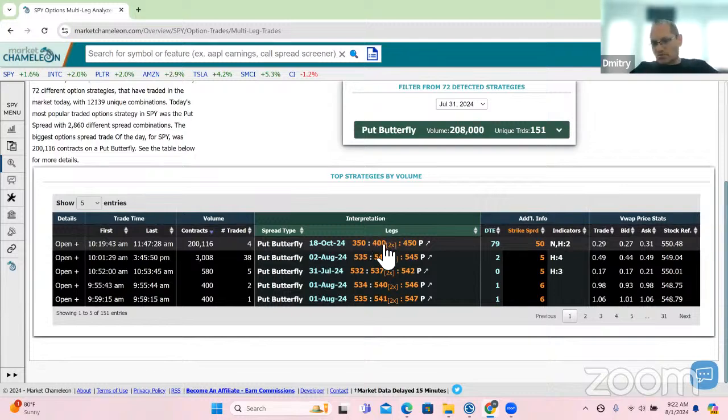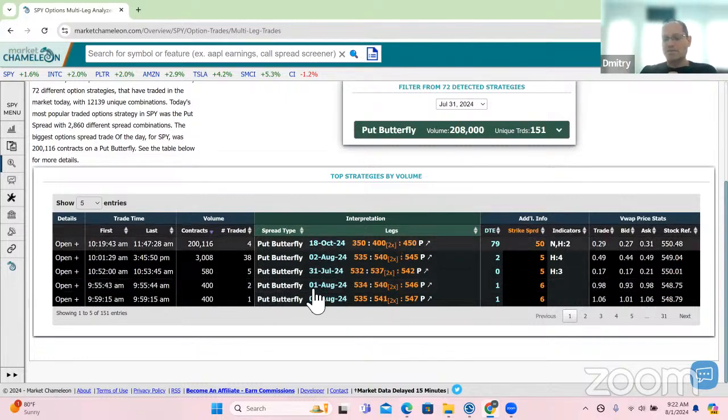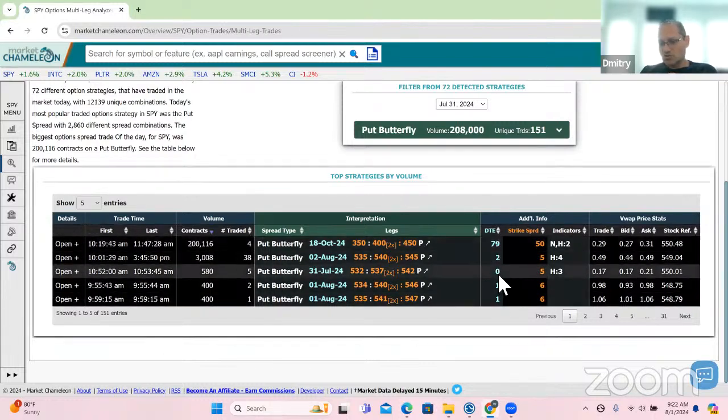Because if you're doing a butterfly, what do you have? You have the outside wings, and then the middle is done twice, right? The 400 put 2 times and the 450 put. And here it tells us there's 79 days left, days to expiration. It's just for your convenience. You have the expiration here, but instead of trying to figure out for each expiration how many days are left, we just put it here for convenience. This one has 79, this has 2, this is 0 DTE. So July 31st, that expired yesterday.